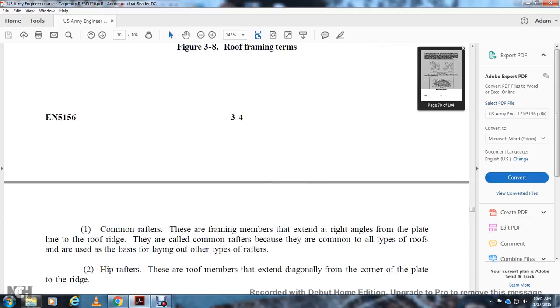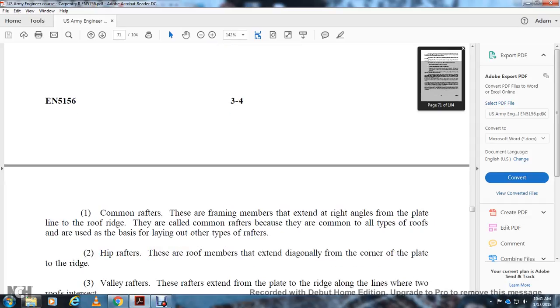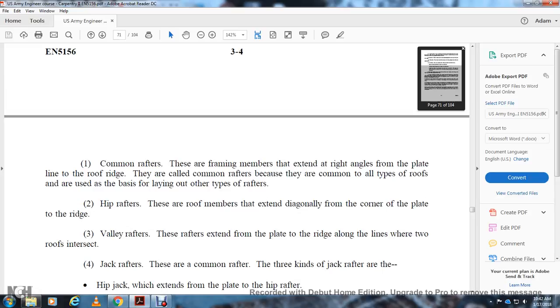Okay, common rafters. The framing members extend at a right angle from the plate to the roof ridge. They are commonly called common rafters because they are common to all types of roofs and are used as the base for laying out the other types of rafters. Hip rafters. The roof members extend diagonally from the corner of the plate to the ridge. Valley rafter. The rafters extend from the plate to the ridge along the lines of the two roof sections.